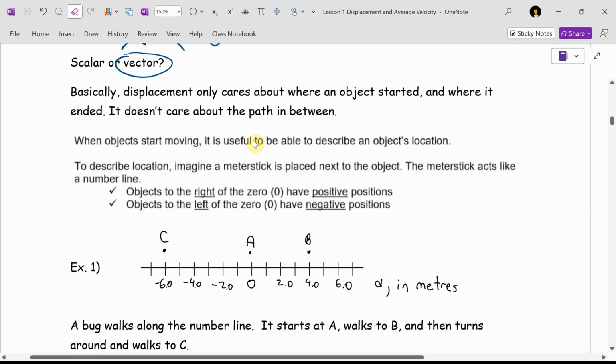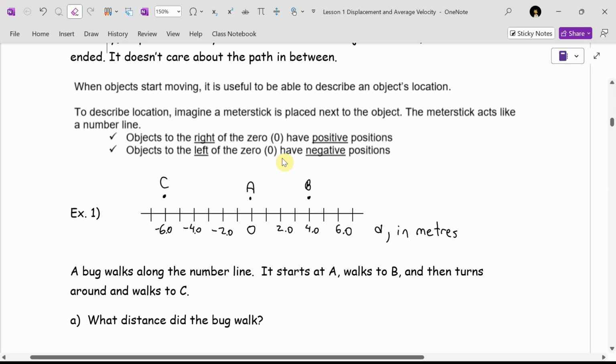When an object starts moving, it's useful to be able to describe an object's location. Often we'll imagine a number line or a meter stick just laying on the ground or on the paper. We'll use our imagination. Objects to the right of 0, we'll call that positive. Objects to the left of 0, we'll call that negative.